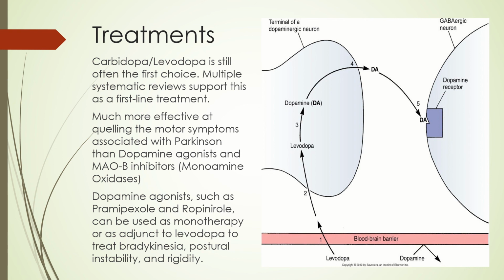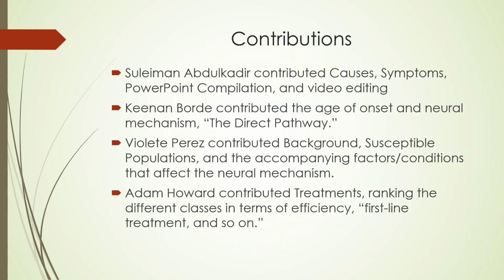Monoamine oxidases are enzymes that take away neurotransmitters from the cleft. If you inhibit those through monoamine oxidase inhibitors, you're leaving the neurotransmitters in the cleft longer. This means we have increased duration of dopamine inside the cleft, which doesn't do as much as carbidopa and levodopa, but it still quells the symptoms. Dopamine agonists, meaning drugs that increase the amount of dopamine signaling, such as pramipexole and propranolol, can be used as monotherapy and as adjuncts to levodopa to treat the bradykinesia, postural instability, and rigidity.